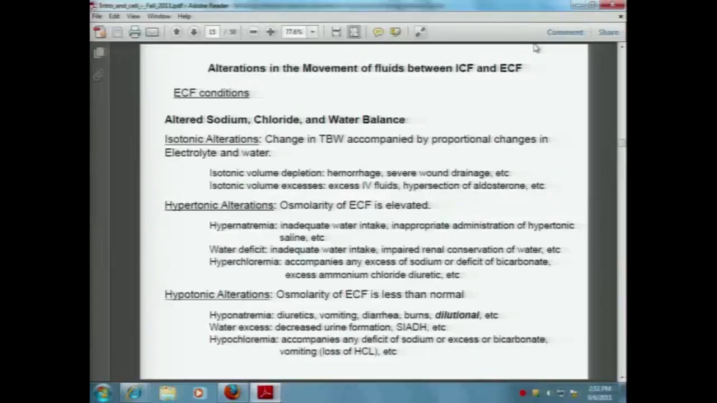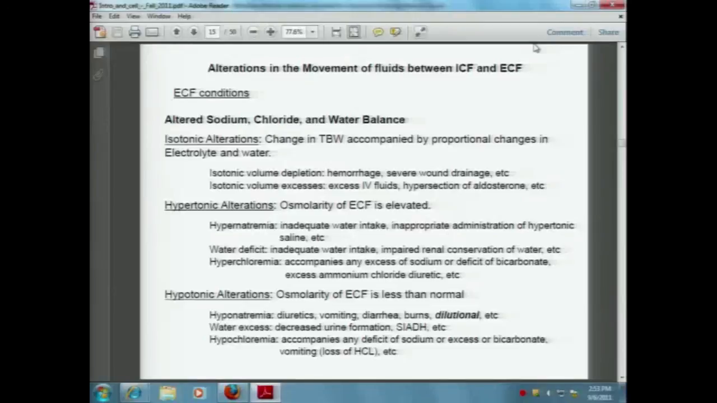And in dilutional hyponatremia, generally speaking, there is an expansion of water content in the blood. Okay? And therefore, it dilutes the sodium that's present. That's what dilutional refers to. The excess intake of water can cause hypotonicity. Okay? There's a syndrome called SIADH, where ADH levels are abnormally high, which is going to cause inappropriate conservation of water, and that's going to cause hypotonicity. And then hypochloremia can cause hypotonicity.